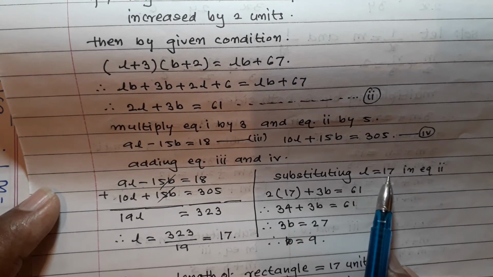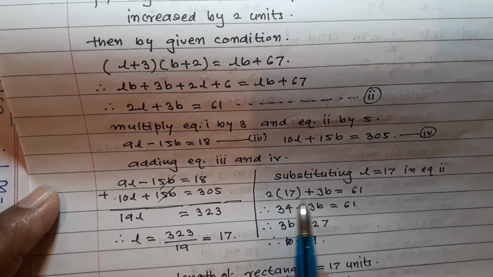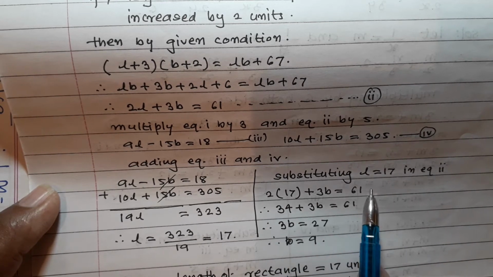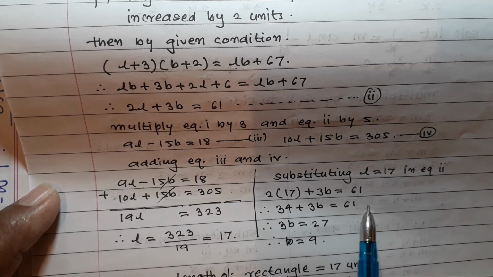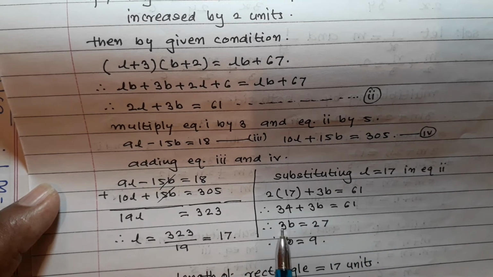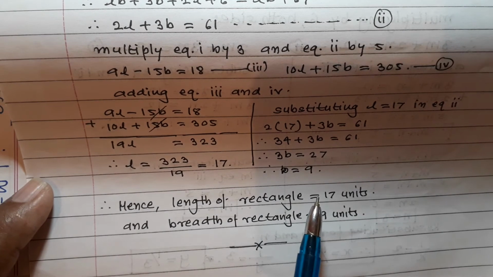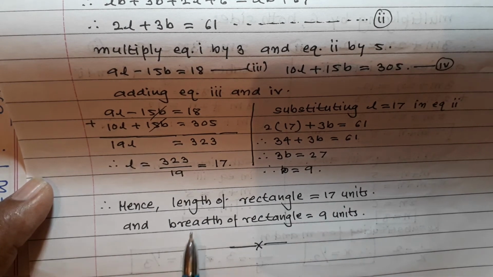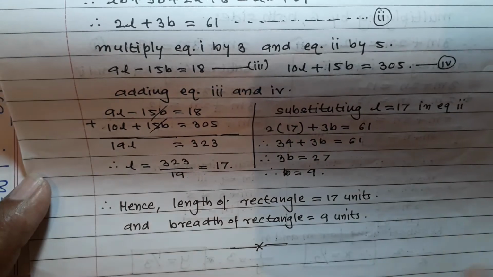Substituting L is equal to 17 in equation number 2: 2 into 17 plus 3B is equal to 61, and therefore 34 plus 3B is equal to 61, and therefore 3B is equal to 27 and B is equal to 9. Hence the length of the rectangle is equal to 17 units and the breadth of the rectangle B is equal to 9 units. Okay.